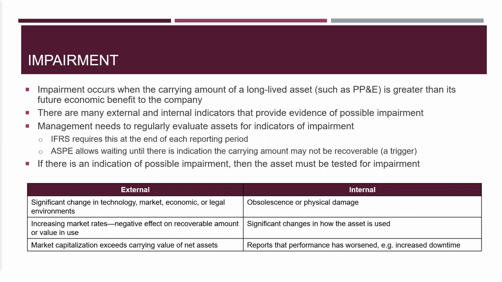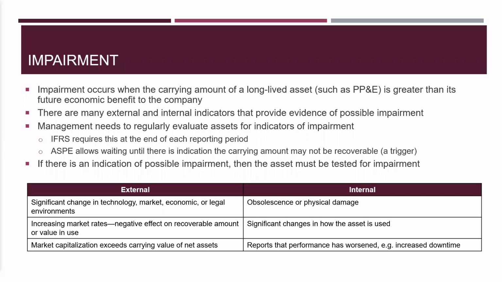The external factors are a change in the technology, a change in the marketplace, the economics have changed, the legal environment has changed, the market interest rates have changed, or market capitalization is exceeding the carrying value of your net assets. Those are some examples of external indicators. The internal indicators are obsolescence, any significant changes in how the asset was used, and reports showing that performance has worsened, meaning that there is increased downtime. All of these are internal indicators of impairment.